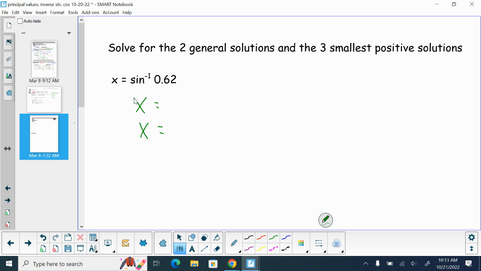All right, James, what do you have? General solution, what's your first one? X equals 0.66 plus minus 2 pi. Okay, and then the second one? 2.48 plus minus 2 pi. And once again, to find the 2.48, this is our supplement.